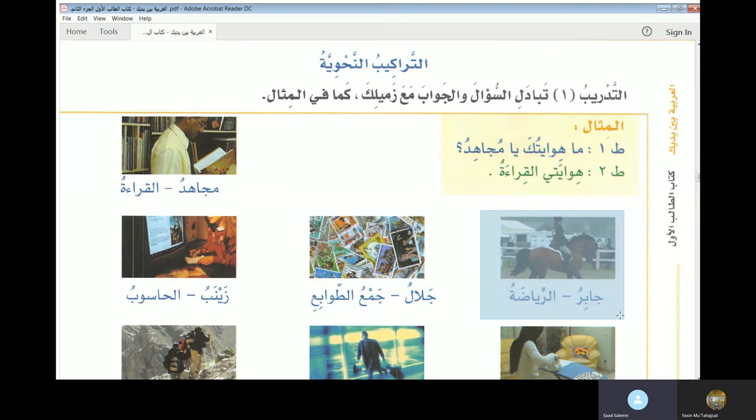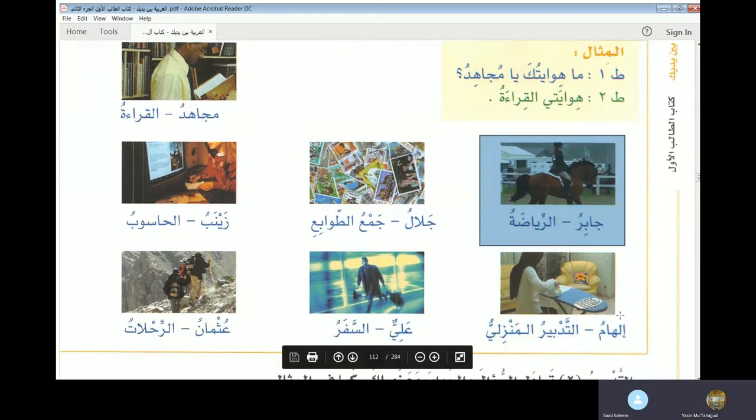This time don't translate. Jabaru, is that a name? No, Jabir. Jabir is a name, and you will ask him, what is your hobby, O Jabir? Okay. Ma hiwayatuka ya Jabir? Hiwayati al-riyada.